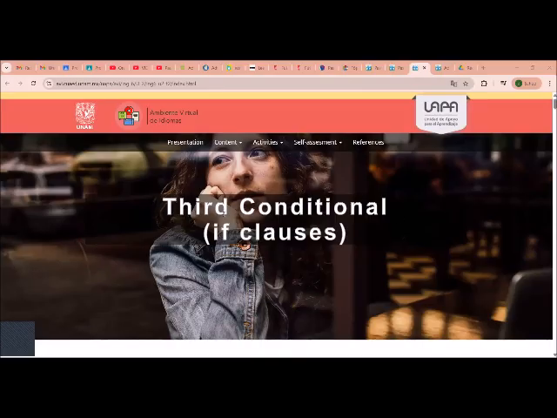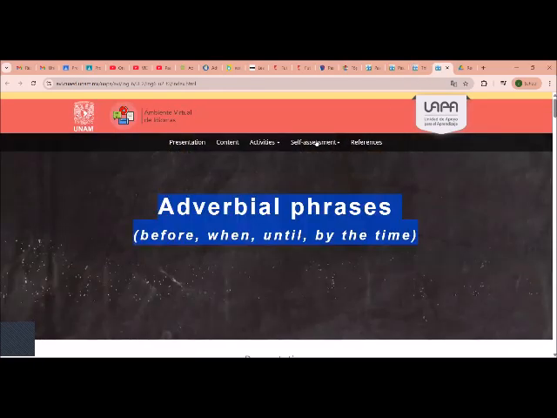Now, the third conditional uses the past perfect. So, had something changed in the past, you would have, might have, could have different results. Now, today we're going to do something a lot easier. Today we're going to quickly look at adverbs.